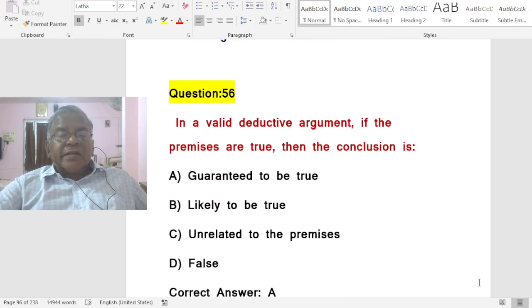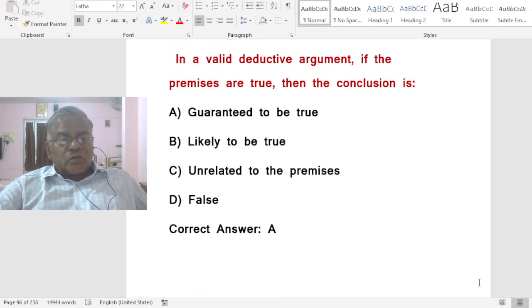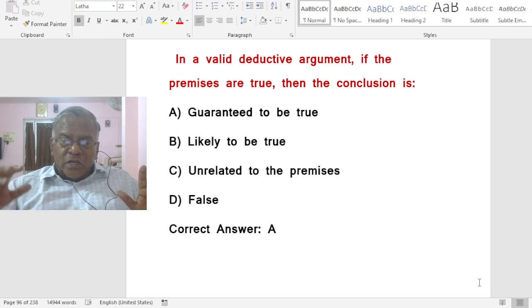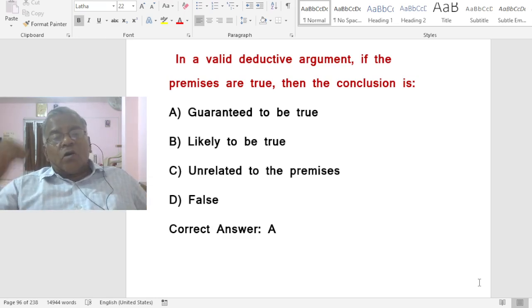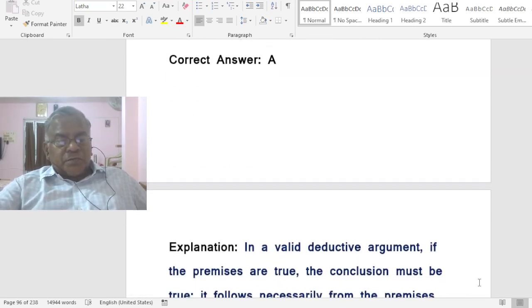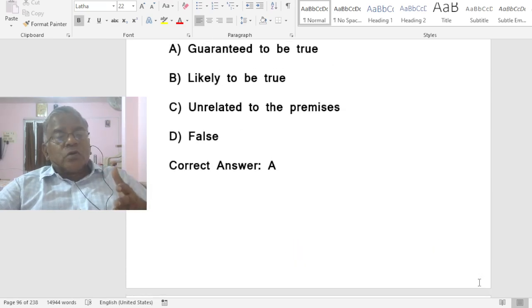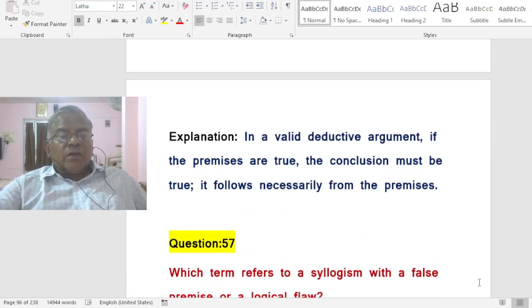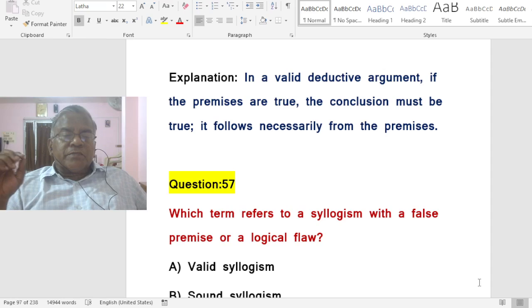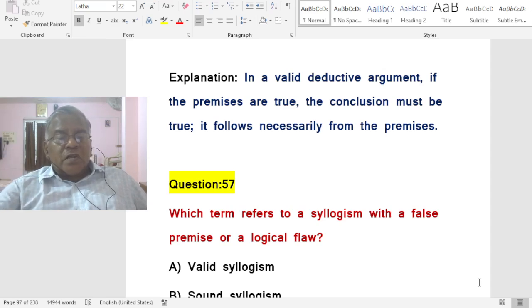In a valid deductive argument, if the premises are true, then the conclusion is guaranteed to be true. Very important, by all means it is true. It cannot be false. If the premises are true, the conclusion must be true. It follows necessarily from the premises.